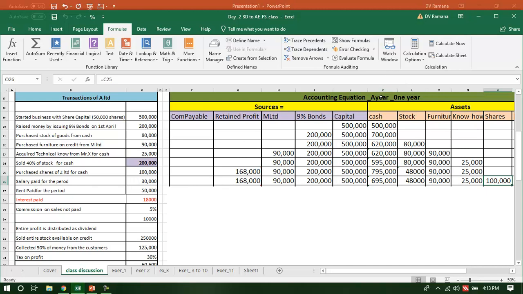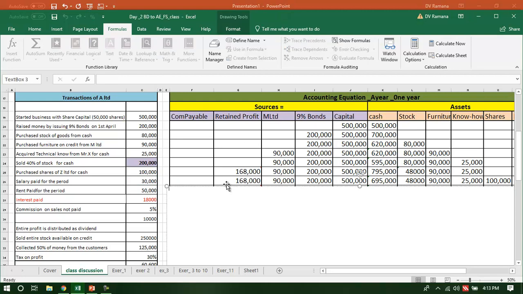Salary paid for the period. We are assuming the period is 1 year. So salary for the period is 30,000. So this is an expense. Expense is anything the benefit of which has expired. Therefore, if an expense is there, profit will reduce to that extent. And since it has been paid, cash will reduce to the extent of the money paid.